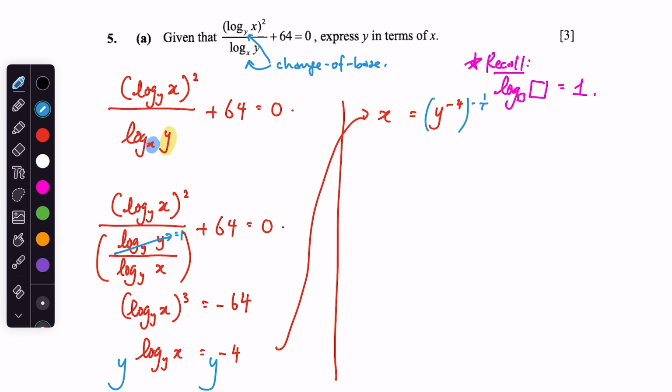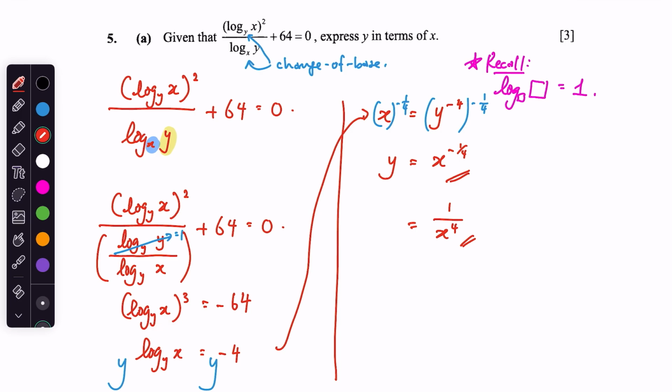The reason why is just because when I have power of negative 4 times negative 1/4, that will be power of 1, which is y. Then the other side will be x to the power of 1/4. And that's my answer. You can write it in a different way. You can write it as 1 over x to the power of 4, but they are the same thing. So it doesn't really matter which one you write.